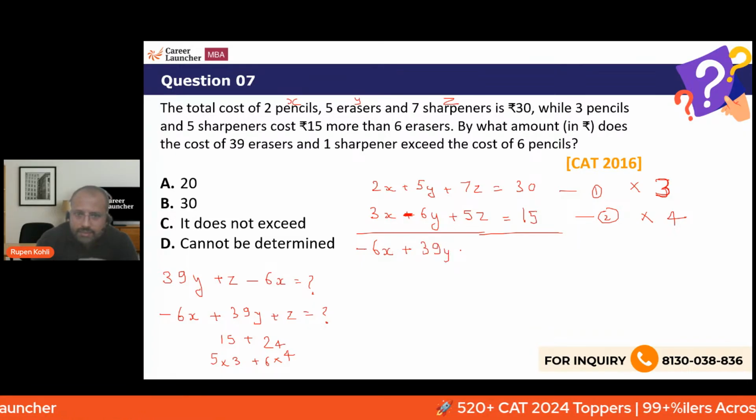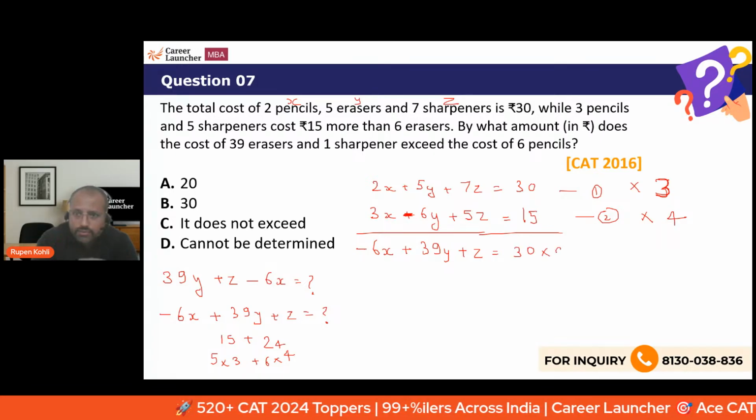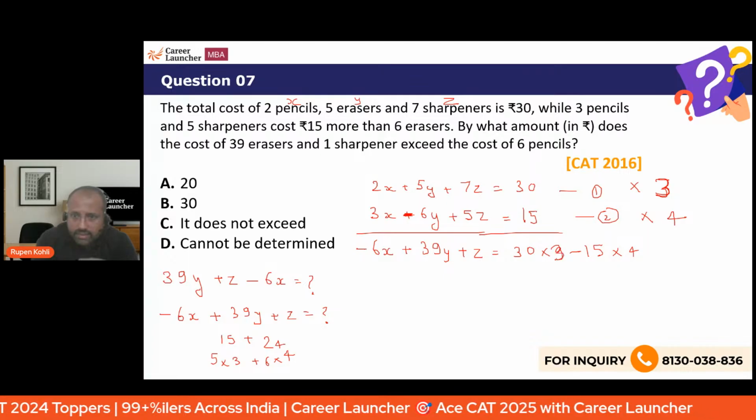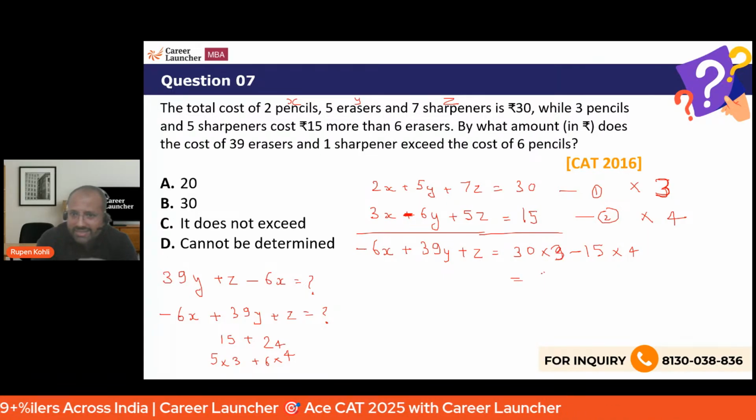Minus 6X plus 39Y plus Z therefore equals 30 into 3 minus 15 into 4, which is 30 into 3, 90, minus 15 into 4, 60, is 30, right?